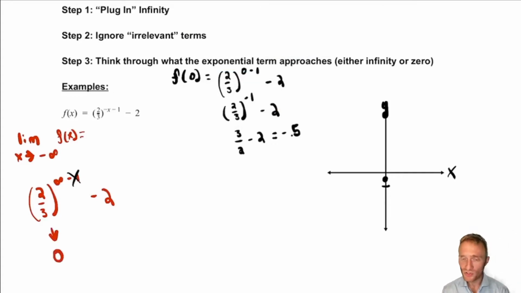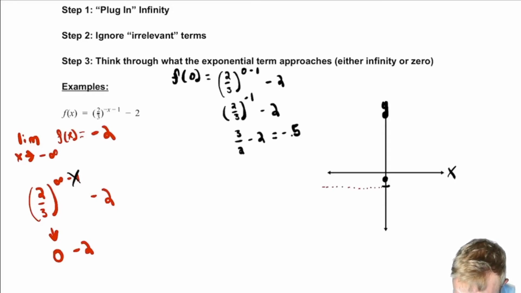It's going to approach 0, but then you've still got this minus 2 hanging out, so the limit as x approaches negative infinity is actually negative 2. And so I'm going to remember that. I'm going to draw this horizontal asymptote, and we'll come back and look at it again at the end. Your graph is going to approach negative 2 as x heads towards negative infinity.